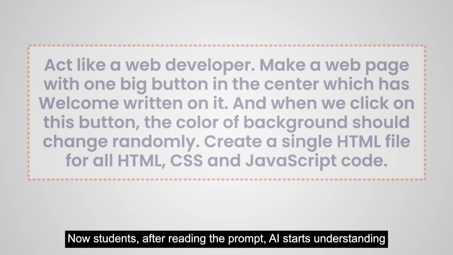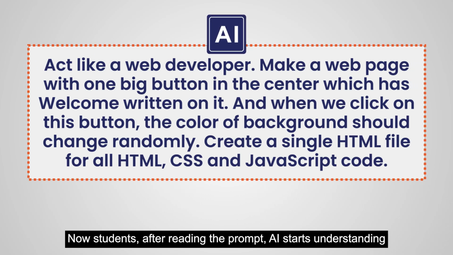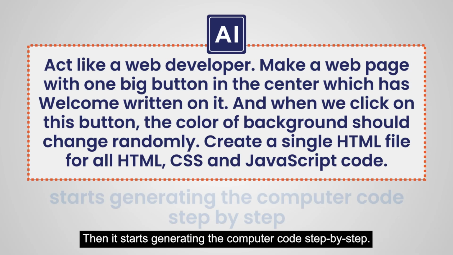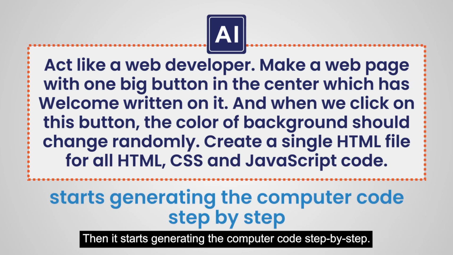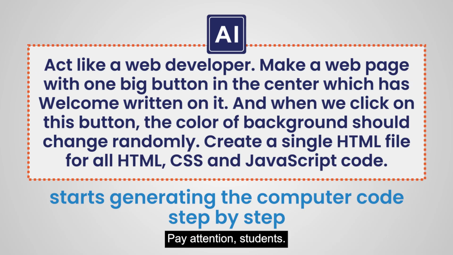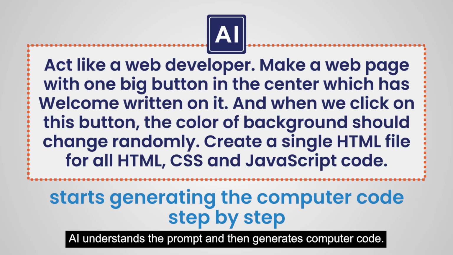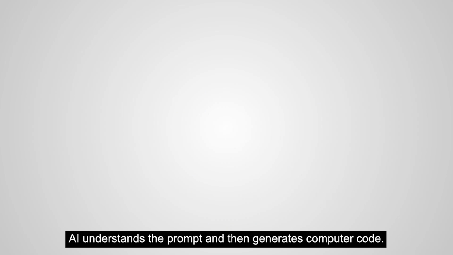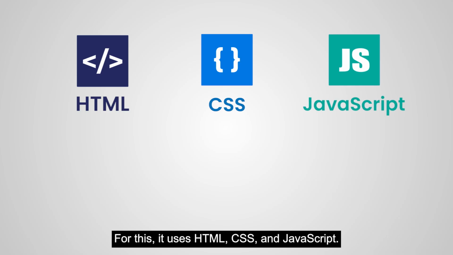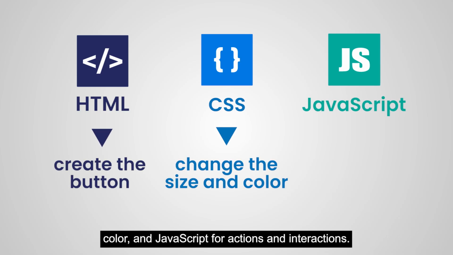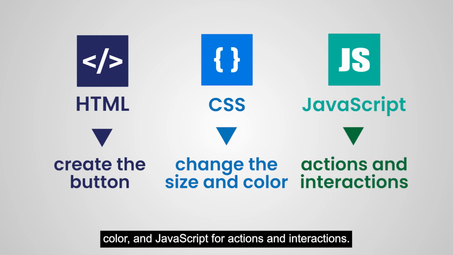Now students, after reading the prompt, AI starts understanding the instructions carefully and breaks the idea into smaller parts. Then it starts generating the computer code step by step. Pay attention students. Though we gave the prompt in normal language, AI understands the prompt and then generates computer code. For this, it uses HTML, CSS and JavaScript. HTML to create the button, CSS to change the size and color, and JavaScript for actions and interactions.